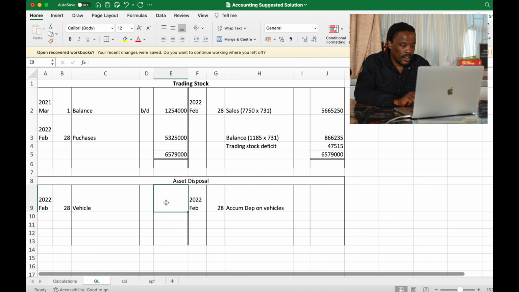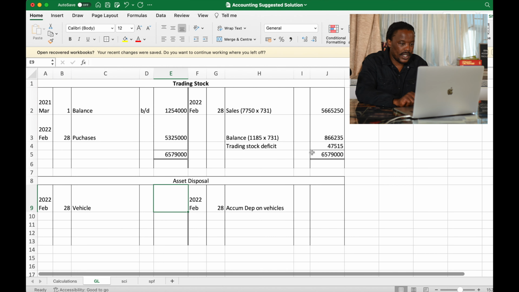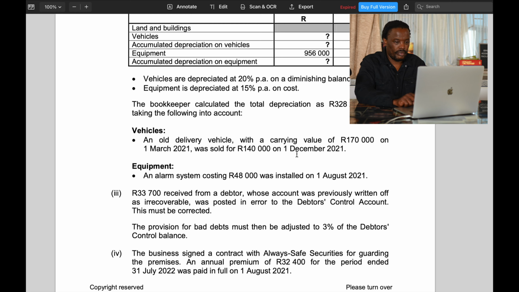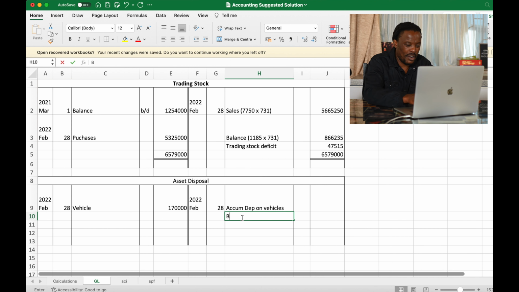Now, the vehicle, we look at that vehicle. An old vehicle with a carrying amount of 170,000 was disposed of on 1 March, and was sold for 140,000. Let's say they got this to the bank, 140,000.